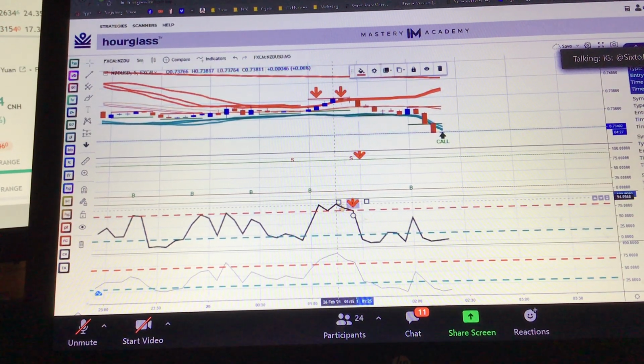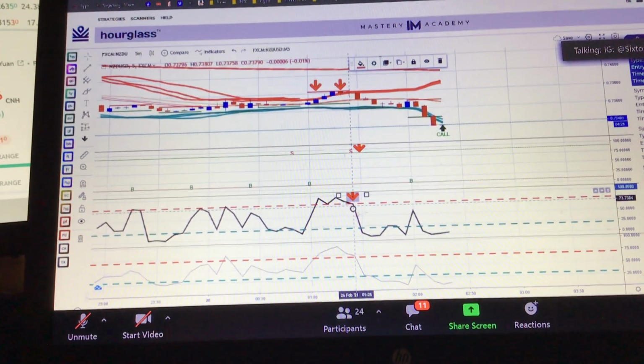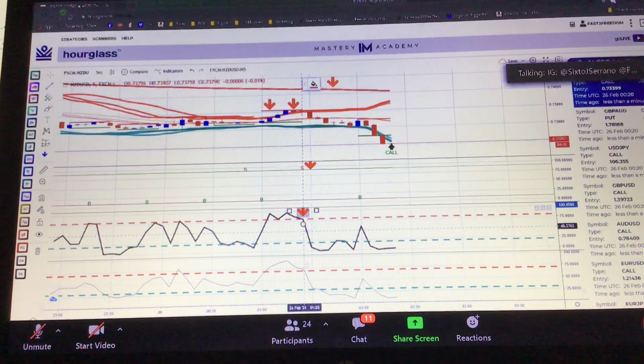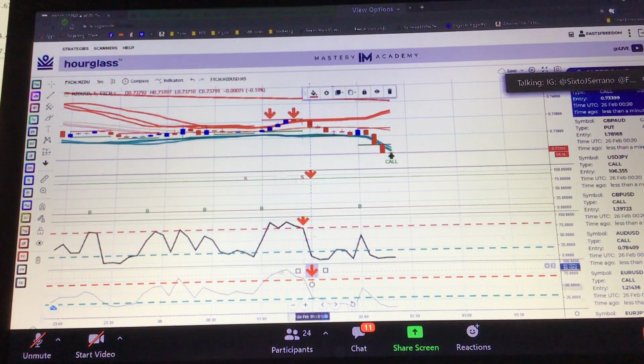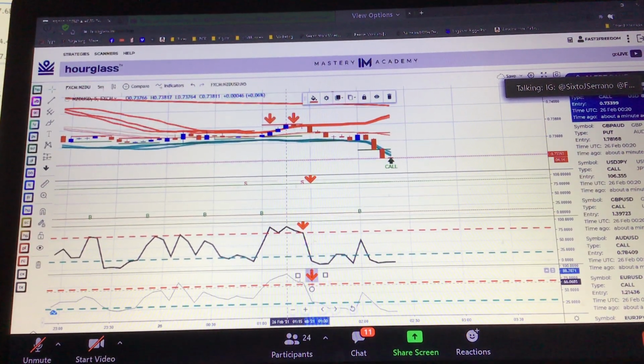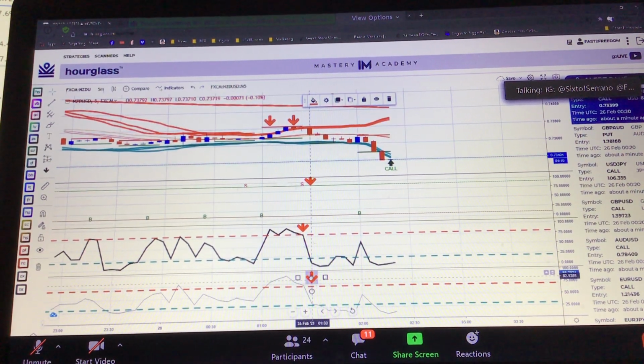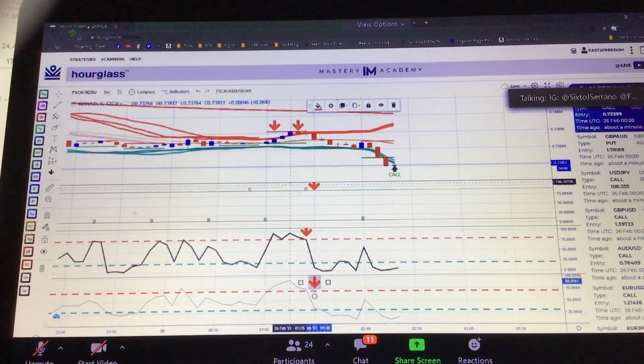5, we want to see the black line cross down on the red dotted line. You want that to cross down. That's 1, 2, 3, 4, 5, 6. So the second indicator, which is the RSI, crossed down the red dotted line. That's 6 points already.